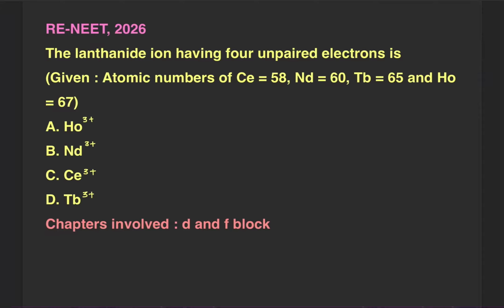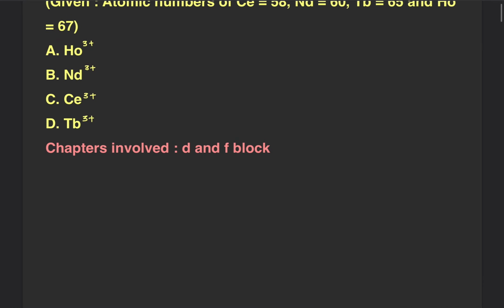Hello everyone. So this is a question from RE-NEET 2026. The lanthanide ion having 4 unpaired electrons is, okay, given atomic numbers of cerium is 58, neodymium is 60, terbium is 65, and holmium is 67, okay. So the chapter involved is D and F block.